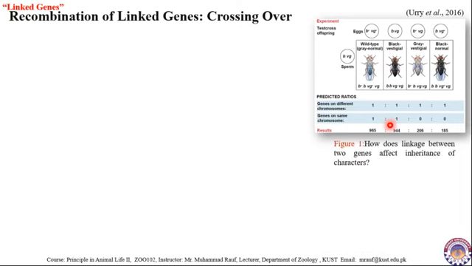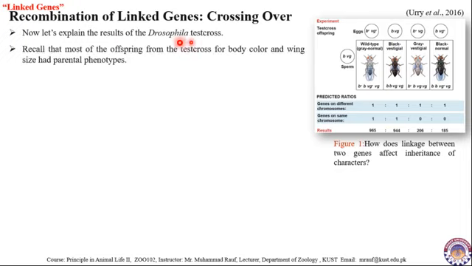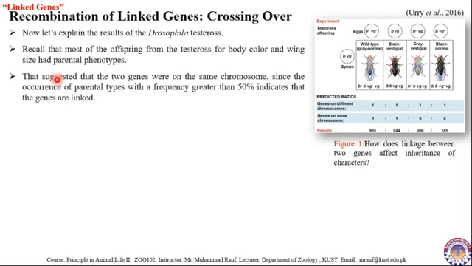Recombination of linked genes, crossing over. Now let's explain the results of the Drosophila test cross. Recall that most of the offspring from the test cross for body color and wing size had parental phenotype: 965 and 944. That suggested that the two genes were on the same chromosome, since the occurrence of parental types with a frequency greater than 50% indicates the genes are linked.